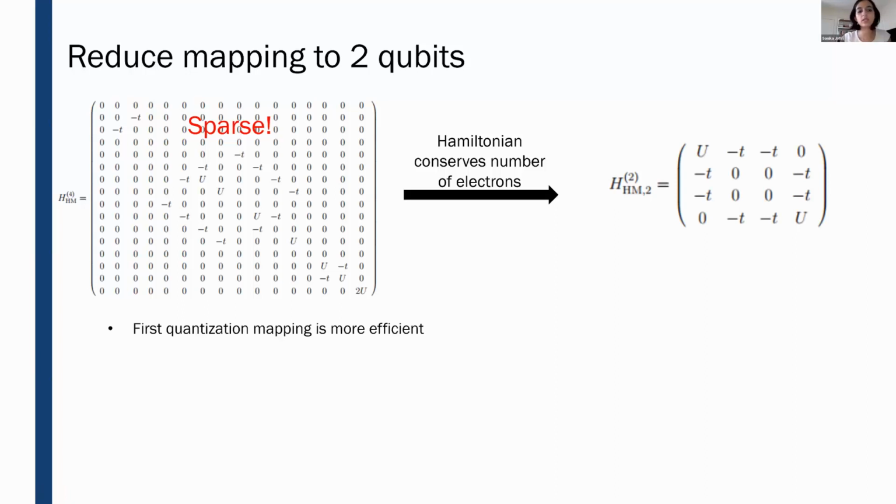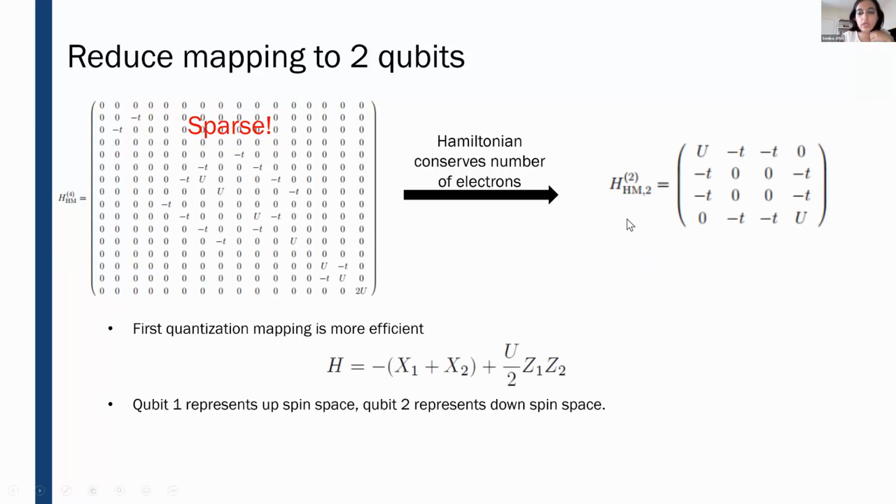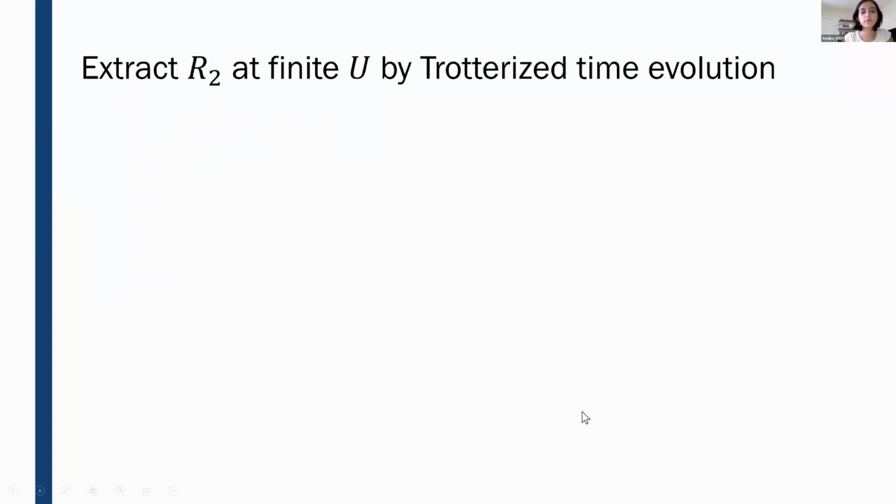So instead of using that naive Jordan-Wigner mapping, we're going to use a smarter first quantization mapping, in which instead of trying to map the 16x16 matrix, we're going to map this 4x4 matrix to qubits. And this matrix you can actually write down very simply in terms of Pauli operators like this, right? And in this, your physical interpretation of what the qubits are doing is that one qubit represents the fermions being in an up-spin space, and the second represents the down-spin space.